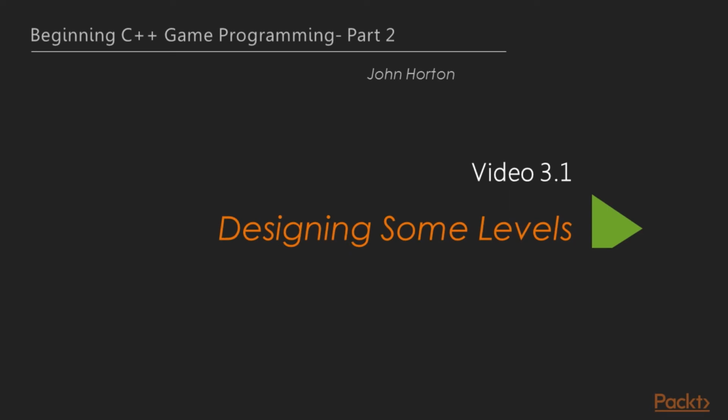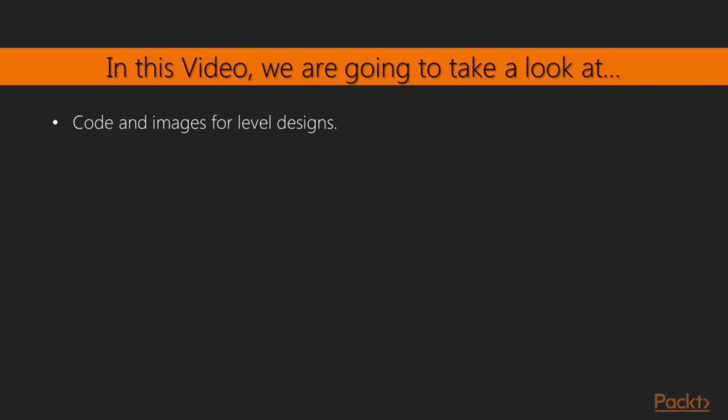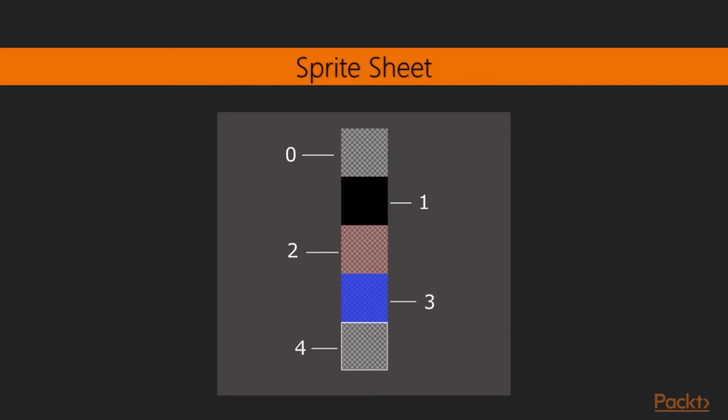Now, we start with the first video of this section, designing some levels. In this video, we're going to take a look at the code and images for level designs. Remember our sprite sheet that we introduced in Section 1, Abstraction and Code Management? Here it is again, annotated with numbers that represent each tile that we will build our levels from. I placed the screenshot on a gray background so you could see clearly the different details of the sprite sheet. The checkered background represents the level of transparency, so all of the tiles except for number 1 will reveal at least a little of the background behind them.